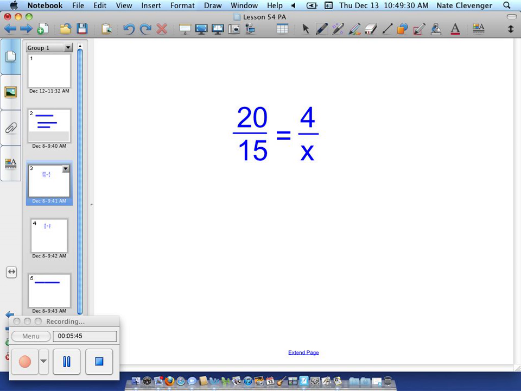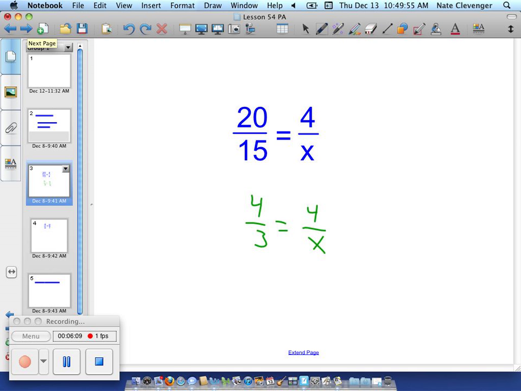Now, could you reduce your 20 and 15 before you started? Yes, you technically could if you wanted. And it would actually work out nice and neat for you, because if you reduce each by 5, that would be 4 over 3. So what would x have to be? 3. So on that one, if you just worked it out, you reduce that down, it would show you that.